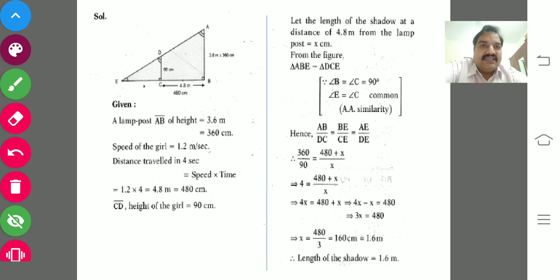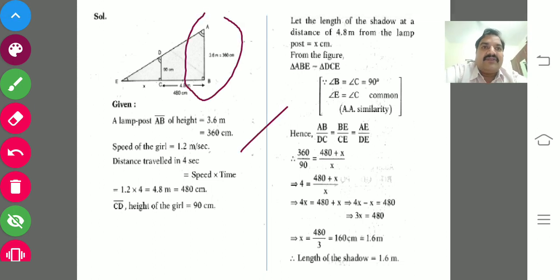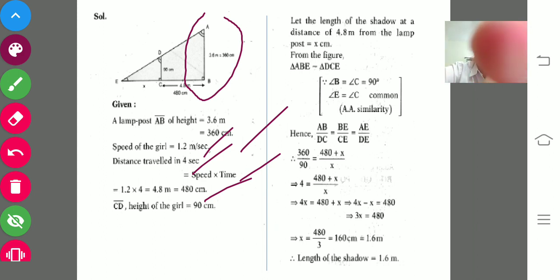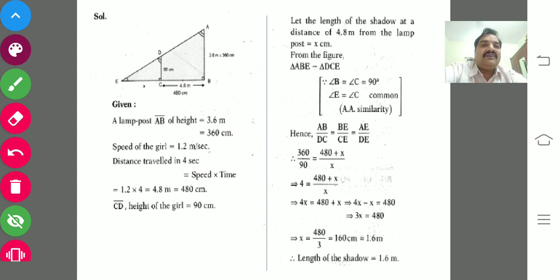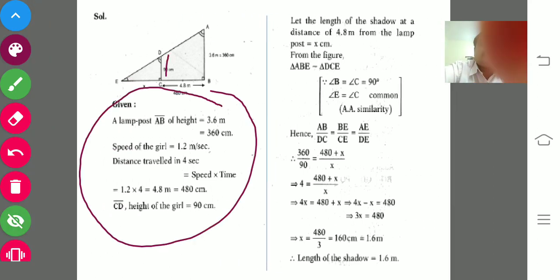How did we discuss? The lamp post AB height is 3.6, so just converted into centimeters, 360. The speed of the girl is 1.2 meters per second. The distance traveled in 4 seconds, the time is also given, 4 seconds. She traveled with uniform speed 1.2. So speed into time, you got 480 centimeters. After that, the height of the girl is also given, 90. This is only the given data in the question.